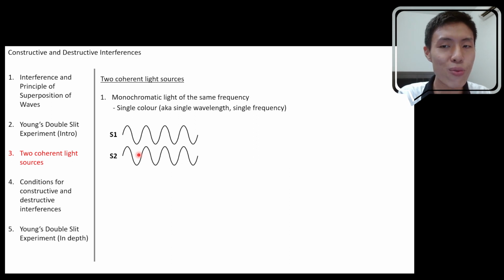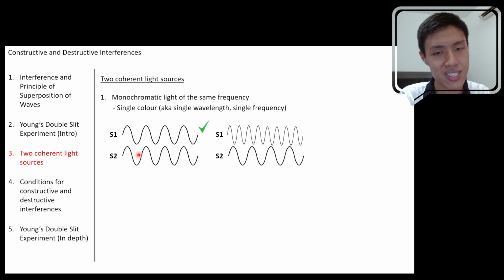Here, an idea of what is not monochromatic is something like this. You see source 1 has a shorter wavelength, maybe a greater frequency. Source 2 has a greater wavelength. So in this case, the wavelength is different between source 1 and source 2. This is not monochromatic at all.